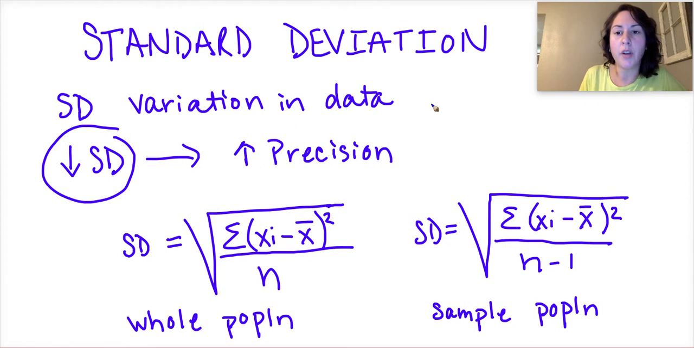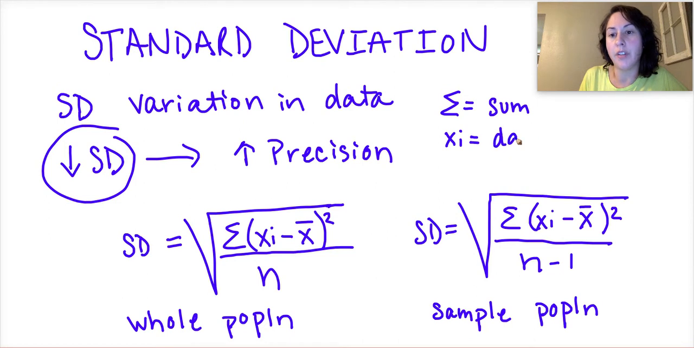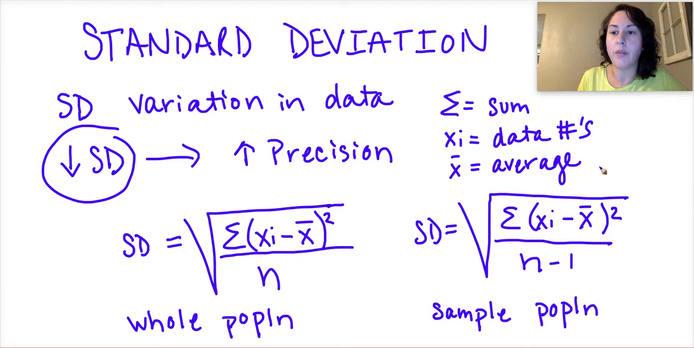We probably want to know what all these mean. Remember that this sign means the sum of. Xi is going to be the individual data numbers. X bar is going to be the average or the mean. And n is going to be the total number of data points.